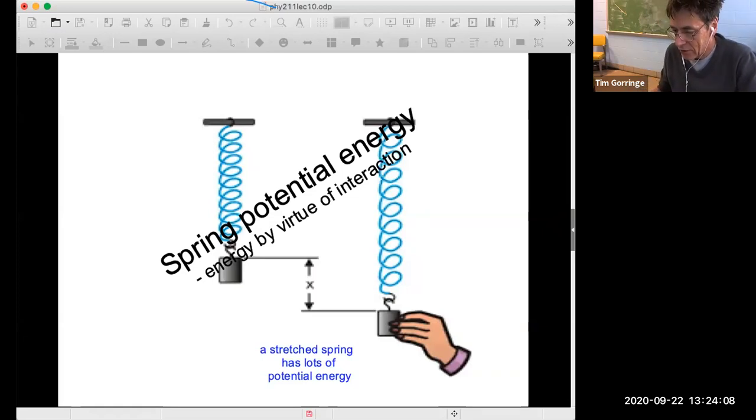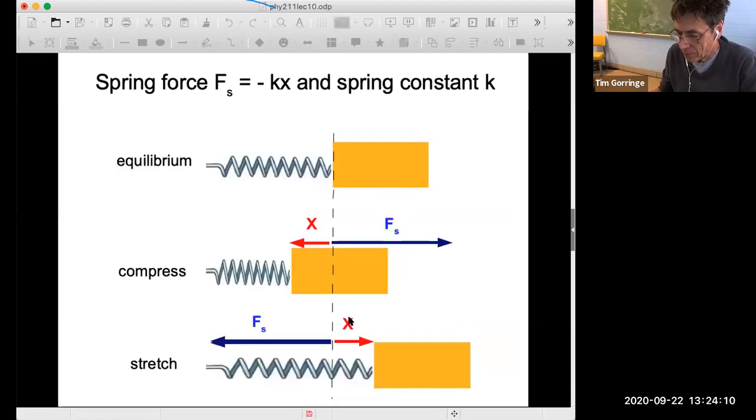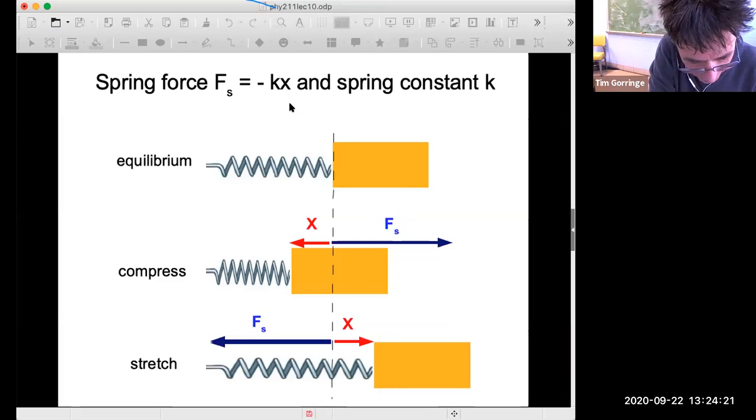Okay, so let's talk about spring potential energy. The first thing I actually have to do is introduce the spring force. And here's the equation for the spring force.